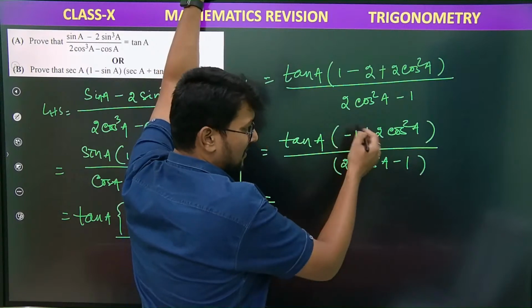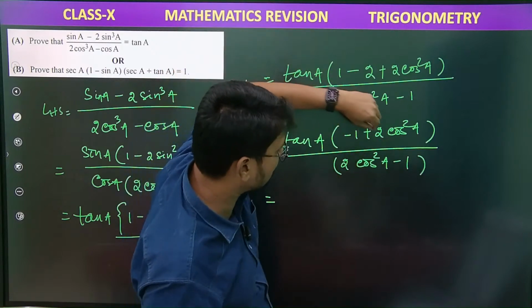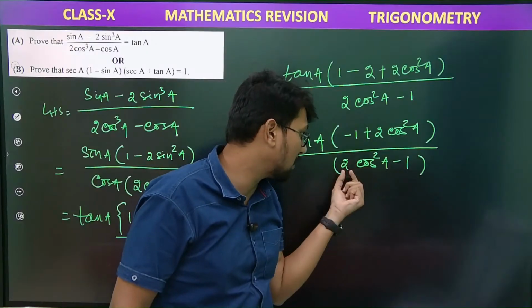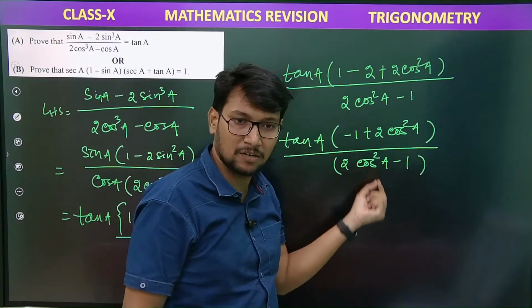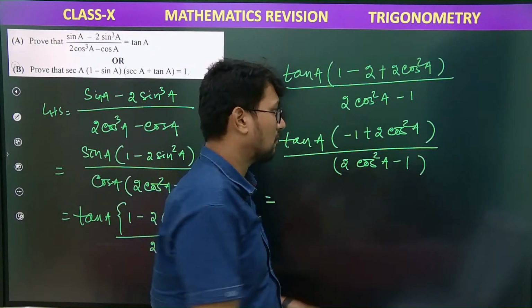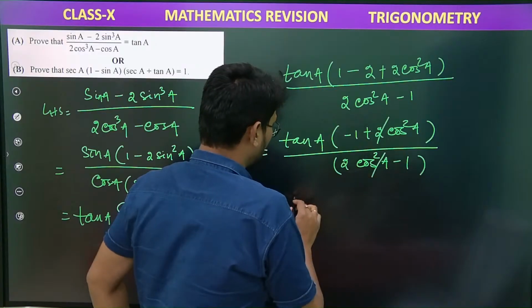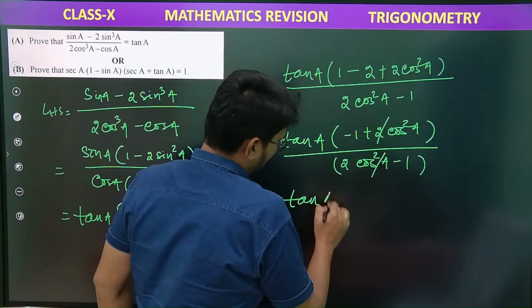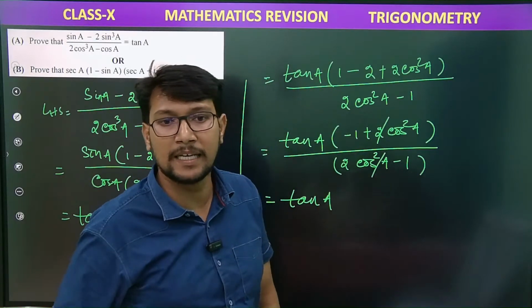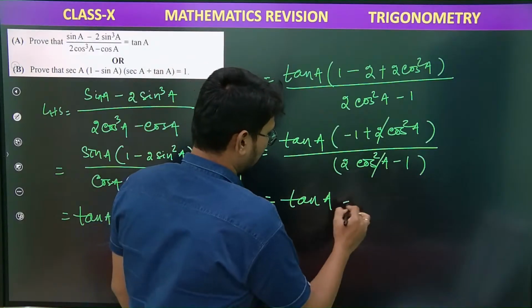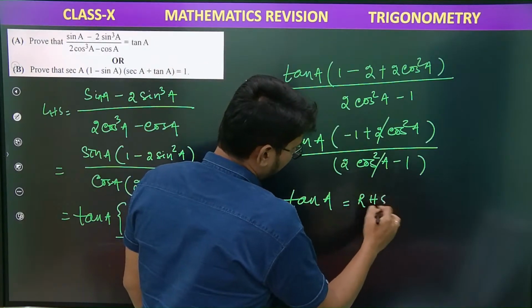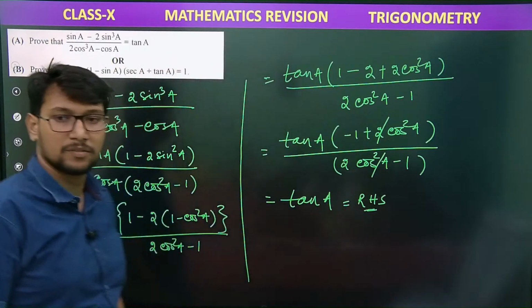Okay, let me change this one. We can write the minus 1 plus 2 cos square A. This is minus 1 plus 2 cos square A. Will we cancel or not? What happened? Tan A equals how much? Tan A equals how much? RHS. Over everyone. Okay. Chalo, approved.